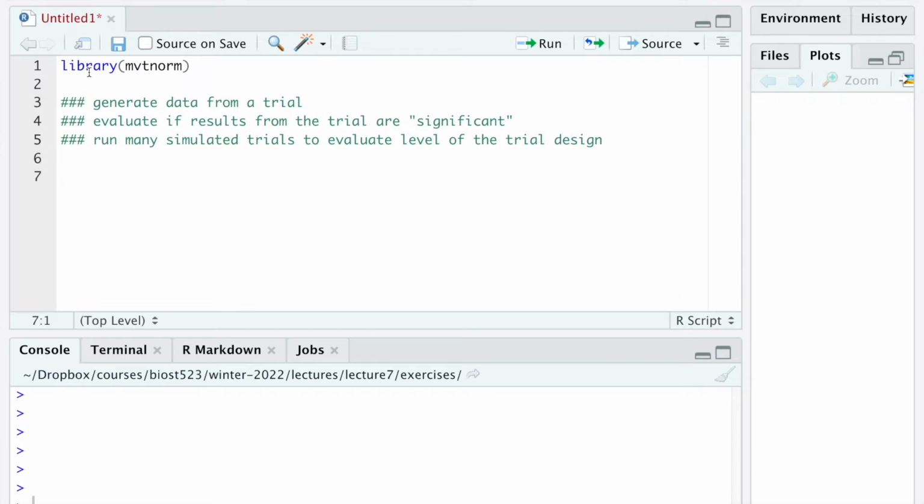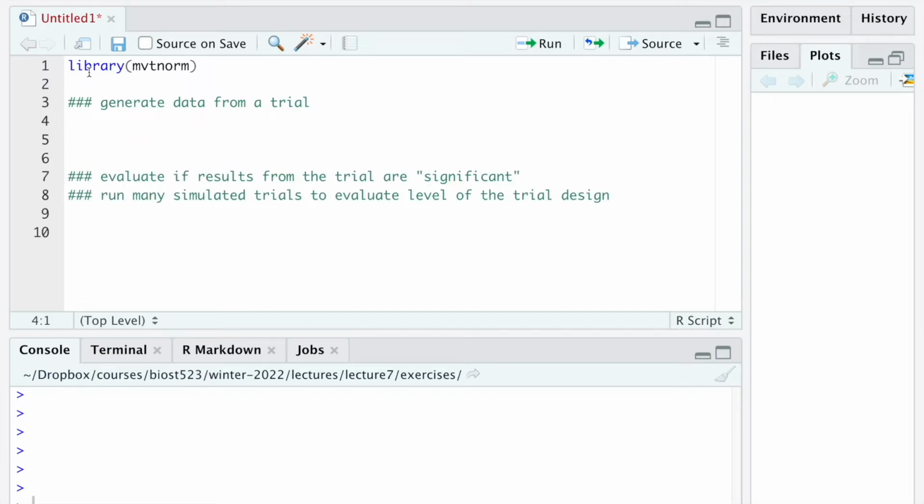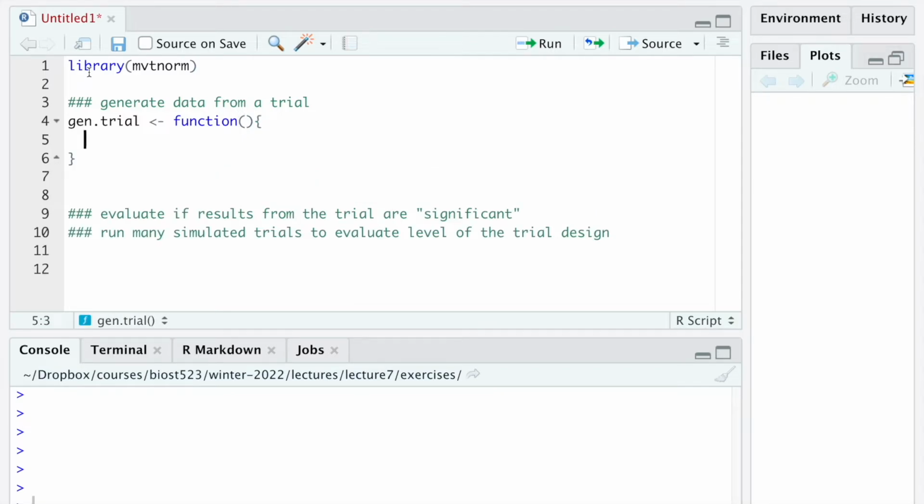So let's start with that first function. Here we want to generate data from a single trial. I'll call this function genTrial. It's not going to have any arguments. So we're going to generate a bivariate Gaussian vector, again with mean 0 and variance covariance matrix that has 1 on the diagonals and square root of 1/2 on the off diagonals.